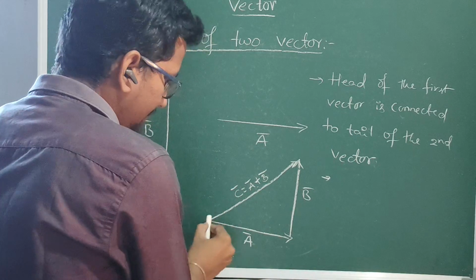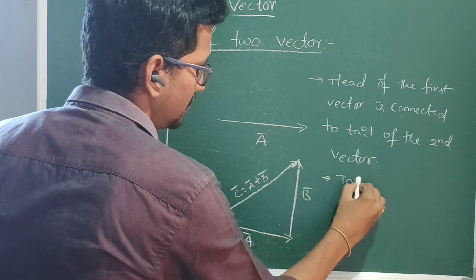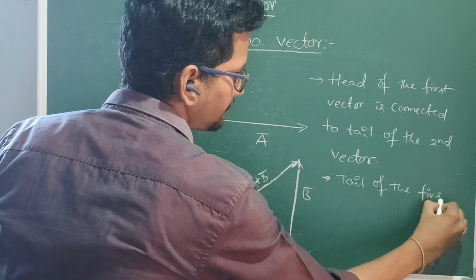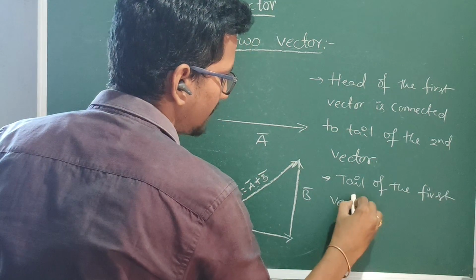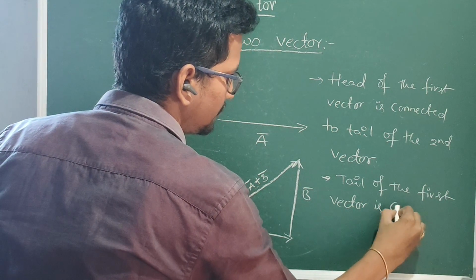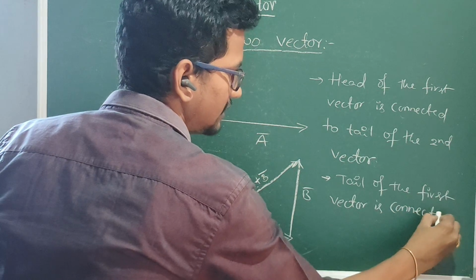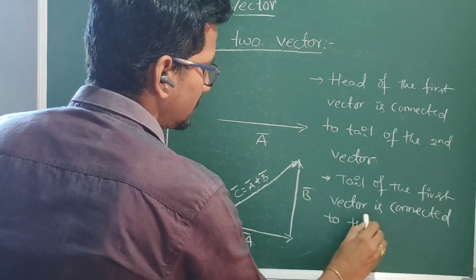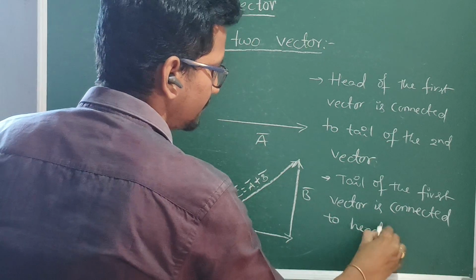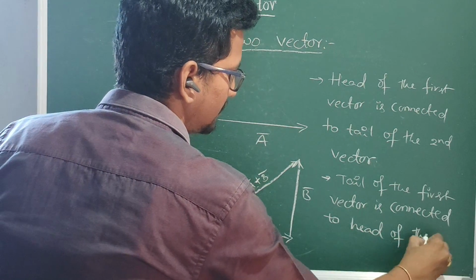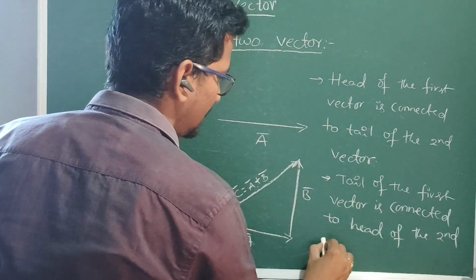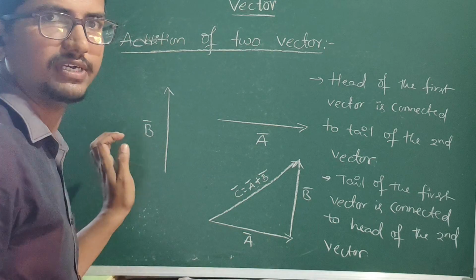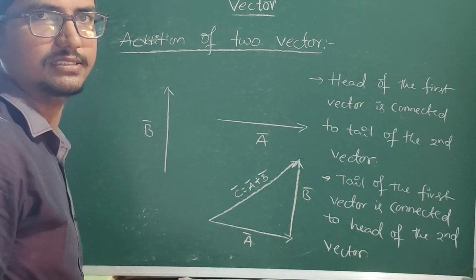What is the second point? The tail of the first vector is connected to the head of the second vector. That's called the resultant vector, meaning adding of two vectors.